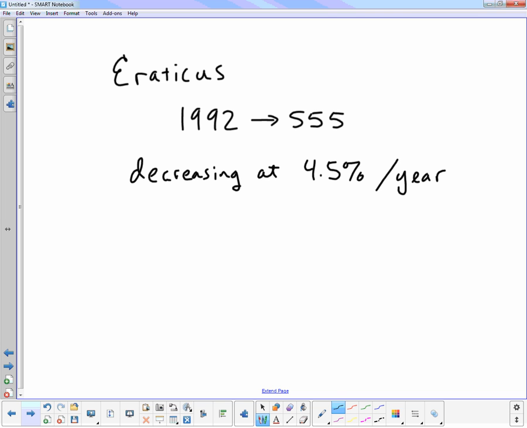Sometimes you'll see the term per annum, and sometimes you'll see really lazy authors just write it shorter. So we want to do the following: the population in the year 2007.